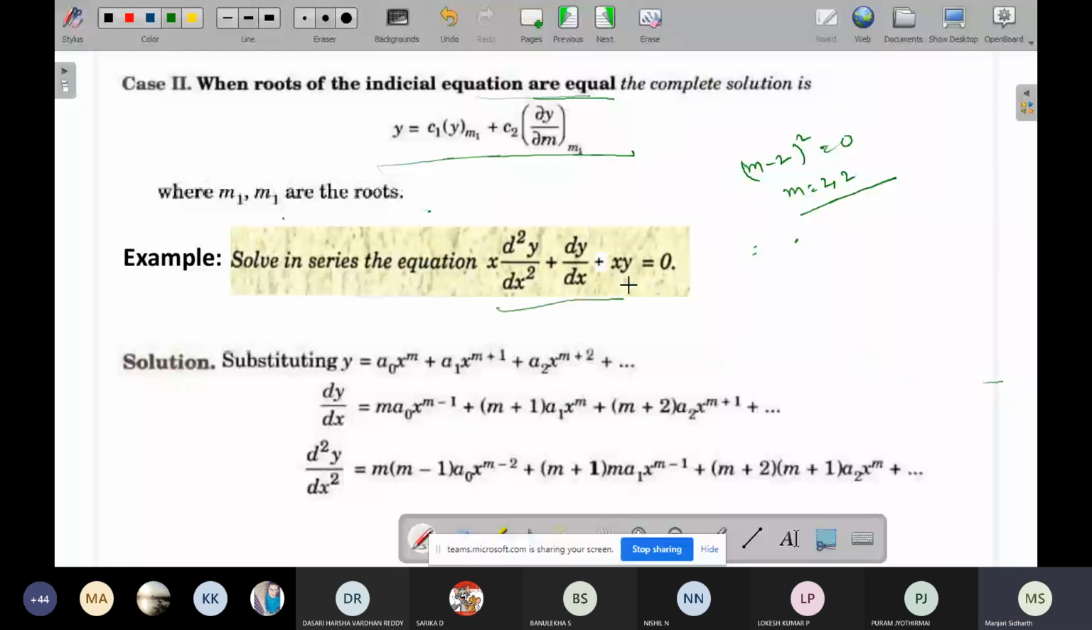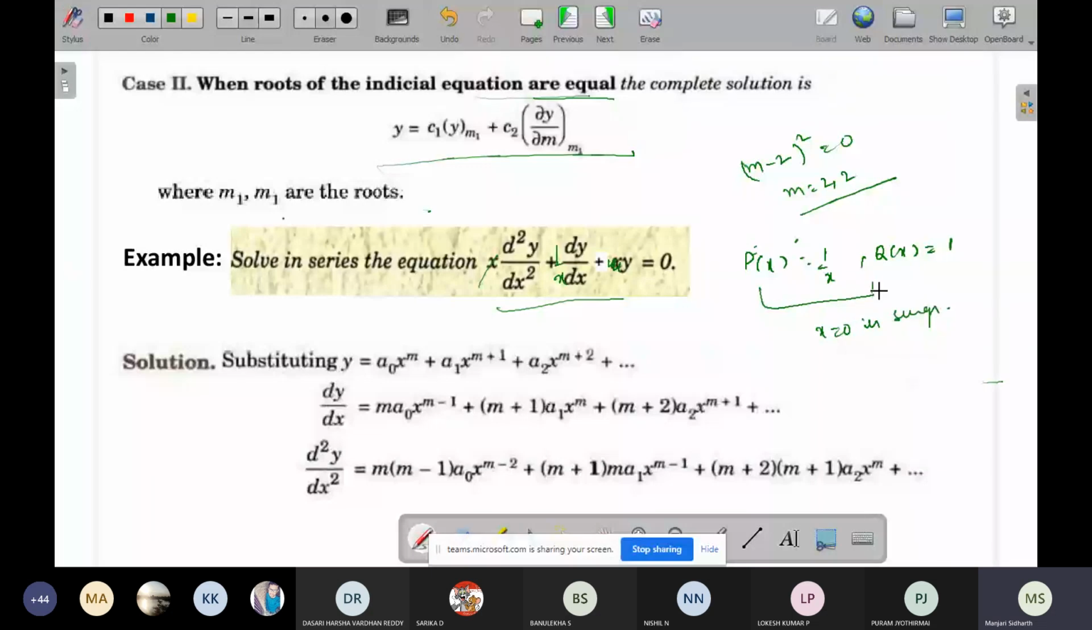So first, this is the differential equation. That means p(x) is, dividing this by x, 1 by x, and here you will get y. So p(x) is 1 by x and q(x) is 1. These p(x), q(x) are defined everywhere, but if any of this is not satisfied, that will be the singular point for this differential equation. So x equal to 0 is the singular point.